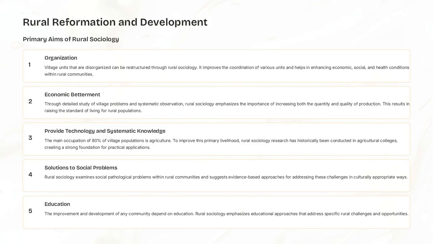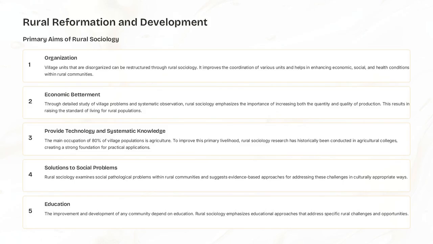3. Provide technology and systematic knowledge. The main occupation of 80% of village populations is agriculture. To improve this primary livelihood, rural sociology research has historically been conducted in agricultural colleges, creating a strong foundation for practical applications. 4. Solutions to social problems.